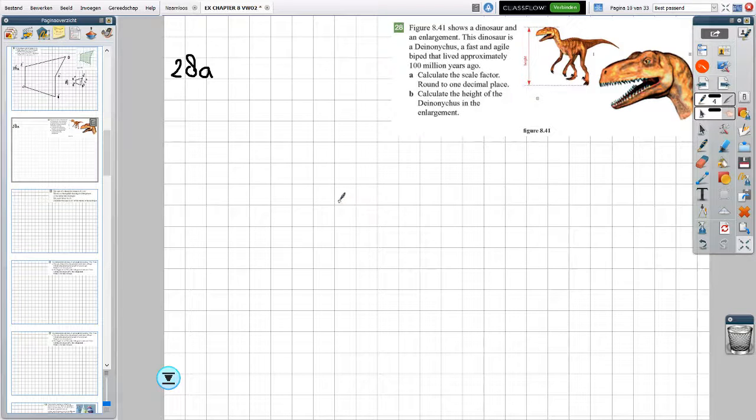Good day everyone, we're going to take a look at exercise 28, which is the first exercise after theory B of chapter 8.3. So we're now going to calculate using scale factors.